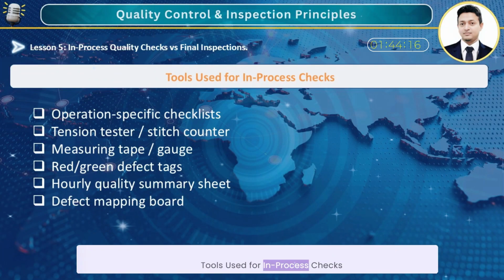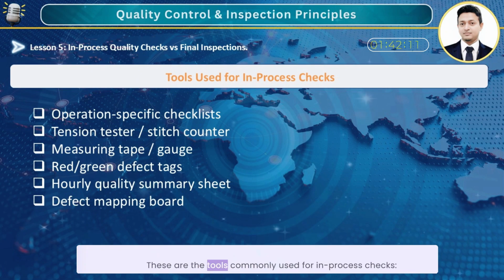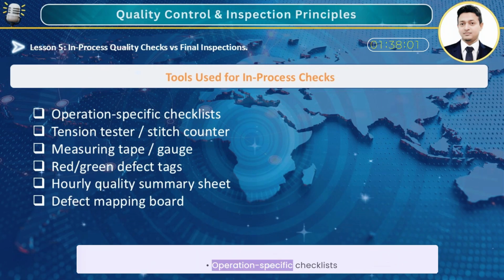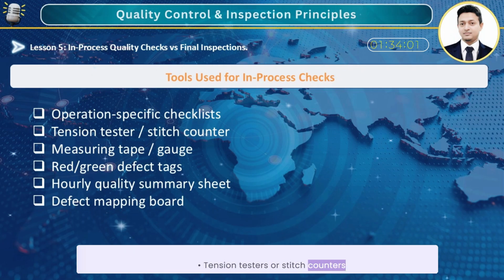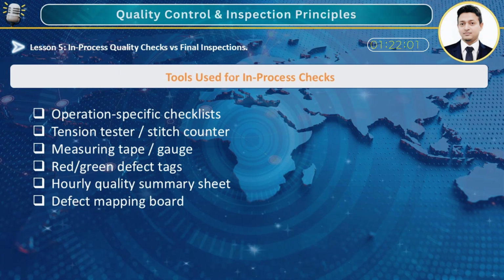Tools used for in-process checks. These are the tools commonly used for in-process checks. Operation-specific checklists, tension testers or stitch counters, measuring tapes or gauges, red and green defect tags, hourly quality summary sheets, and a defect mapping board to track problems visually.